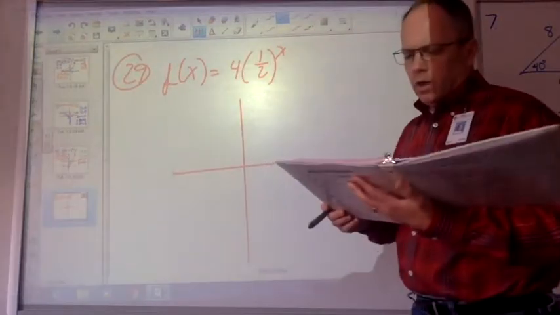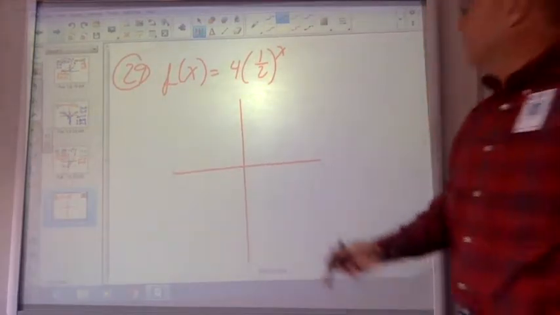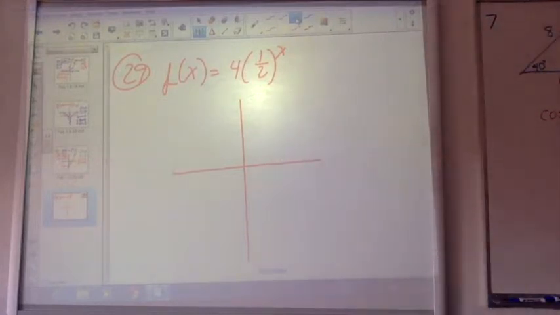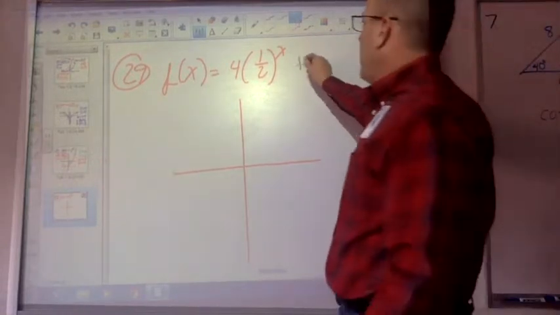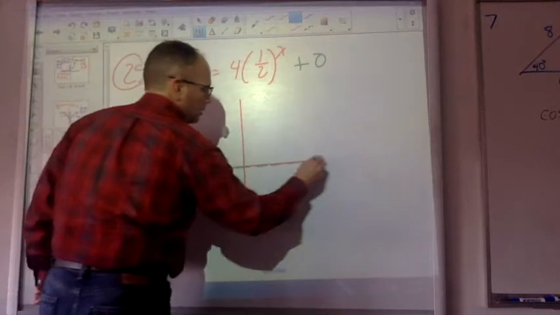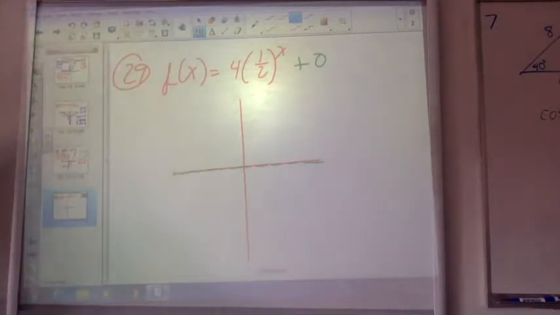All right, so let's sketch the graph. So I'm looking for 2 points. Hey, real quick, what's the horizontal asymptote? It's 0, right? I don't have anything I'm adding to it, so it's got to be 0. Does that make sense? Is that all right so far?